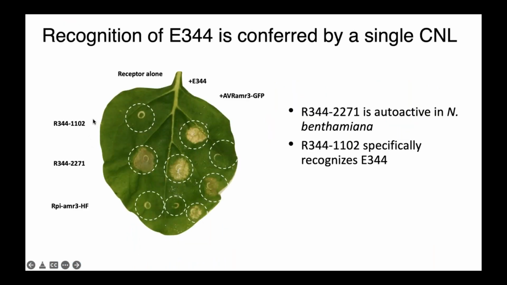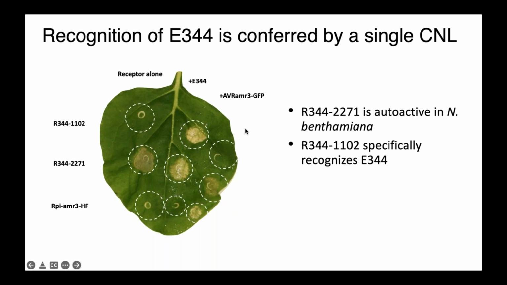So we cloned two different alleles, one from accession 1102 and one from accession 2271, and we transiently delivered these in benthamiana, either individually or with effector 344 or with Rpi-amr3. And you can see that for the 2271 allele, we see some HR, which is associated with autoactivity. So when the receptor alone is expressed, it still causes a somewhat response, although the response with effector 344 is slightly stronger. But with the 1102 allele, we can see that there's no residual or background HR, and there's a strong response with effector 344.